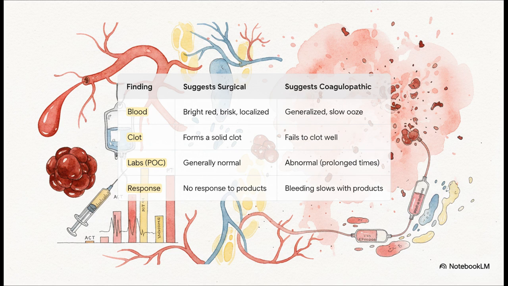But the most important tell is this. If you are throwing products at the patient, platelets, FFP, cryo, and your lab numbers are actually getting better, but that chest tube output is still cranking, you have your answer. No amount of FFP is going to fix a bleeding vessel. It's time to call the surgeon, because that patient needs to go back.